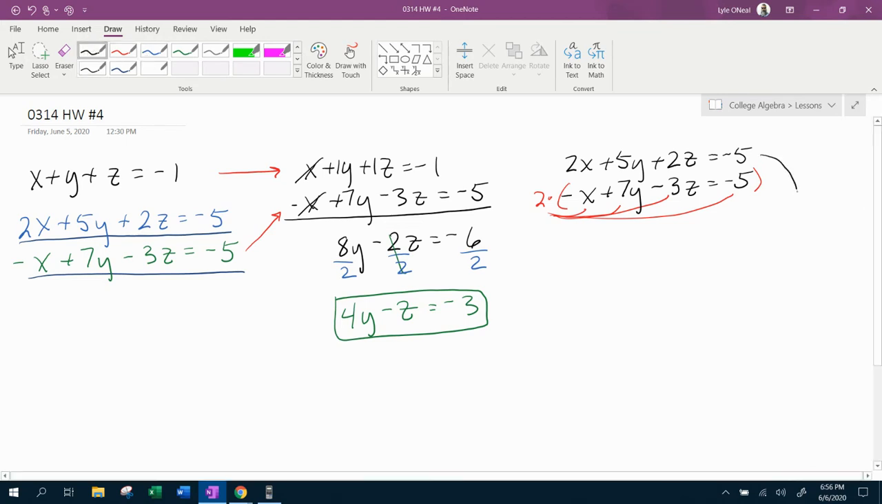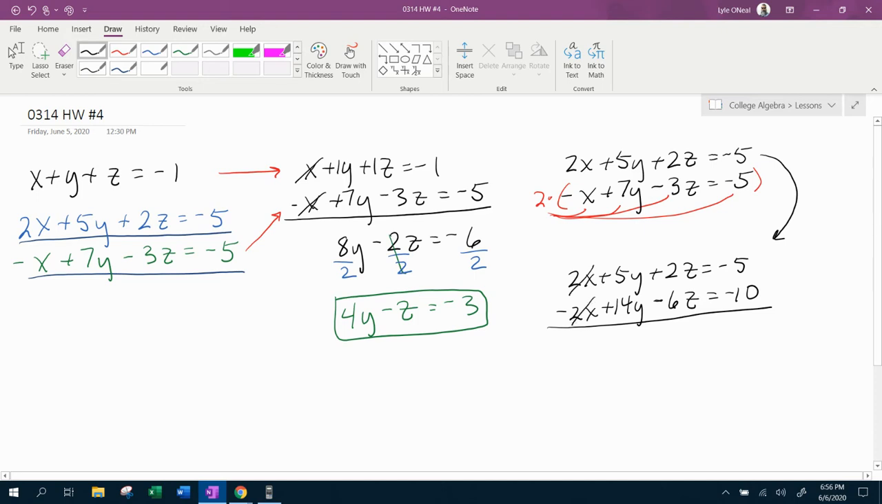So this first equation here is just going to come down and become 2x plus 5y plus 2z equals -5. I told you it's a lot of work. I'm so sorry, okay? And the second equation, distributing the 2, that's going to be -2x. 2 times 7, that's 14y. -3 times 2 is -6z. And 2 times -5 is -10. And now this is ready to do the addition method.